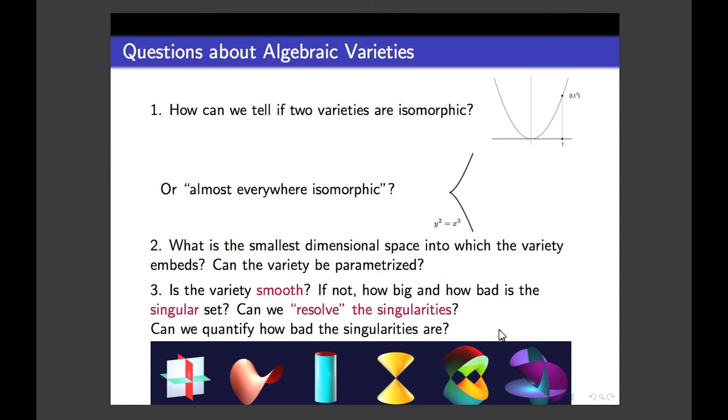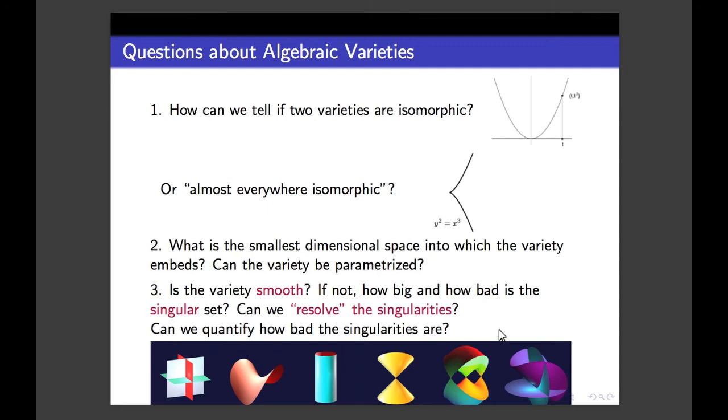However, if I remove that one point there, I can find polynomial maps going bijectively in between this line minus the origin and this curve minus its origin. Those are isomorphic to each other, except at that exceptional point we removed. So that's called birationally equivalent: this curve is birationally equivalent to that line, and that's what I mean by almost everywhere isomorphism.